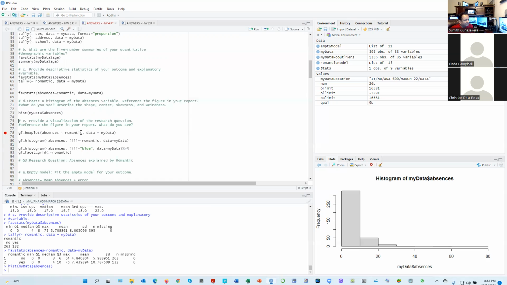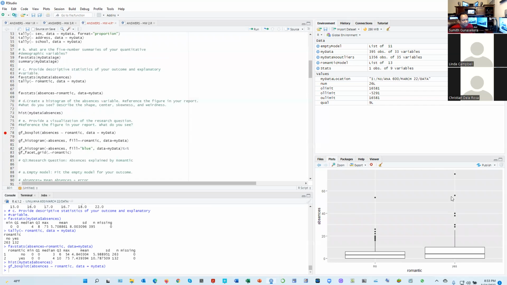See, this is our problem: the absences by romantic. We had that discussion yesterday. Yes, no. By looking at this one, there are the quartiles. They have outliers too. Sometimes they don't have that many outliers, but here there are many outliers. Unusually, even though they don't have a romantic relationship, they were absent from school for other reasons. Those reasons were not discussed over here. That's why this visualization is very important.